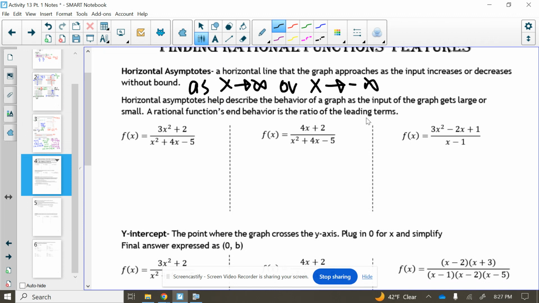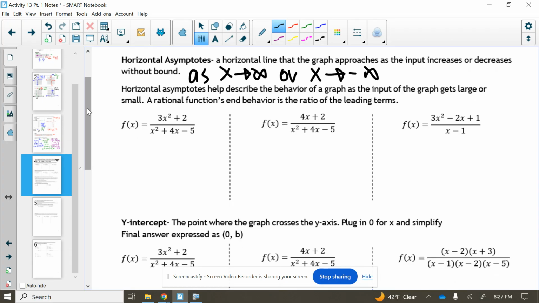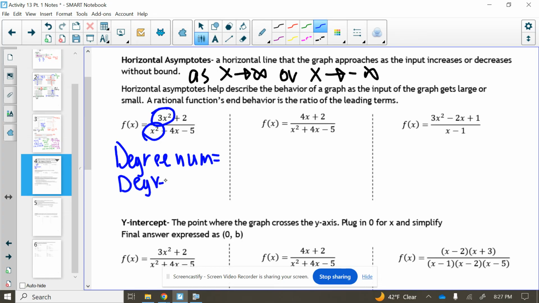And what we're going to notice is these, again, help describe that end behavior, and the decision on if they exist or not is going to be based on the degree of the top versus the degree of the bottom. So what happens if the degree of the numerator equals the degree of the denominator? Then the ratio of the leading coefficients is going to end up being the equation of our horizontal asymptote. So notice our leading coefficients are 3 and 1. So 3 over 1, or y equals 3, would be the equation of our horizontal asymptote.